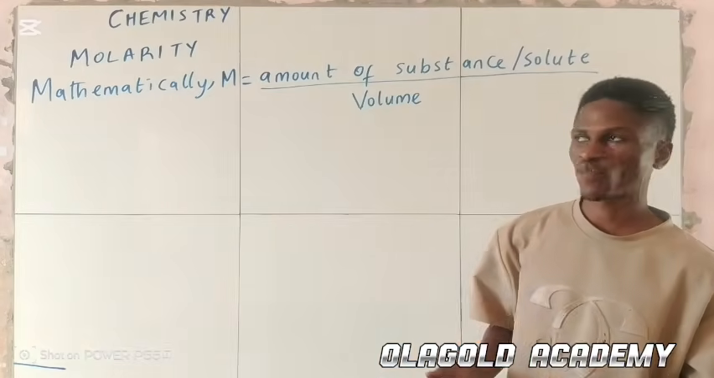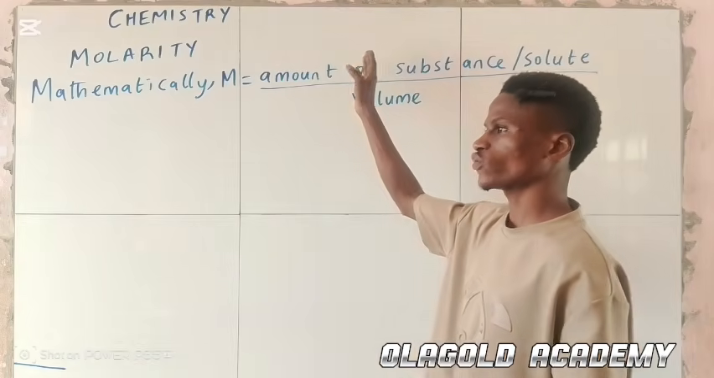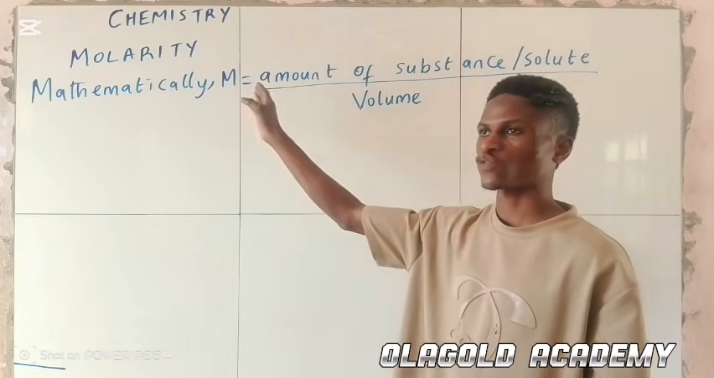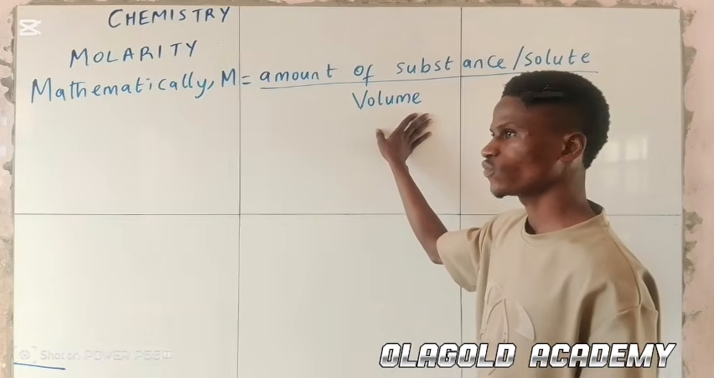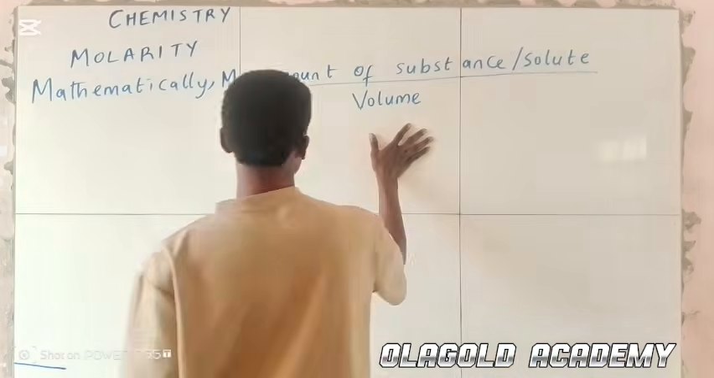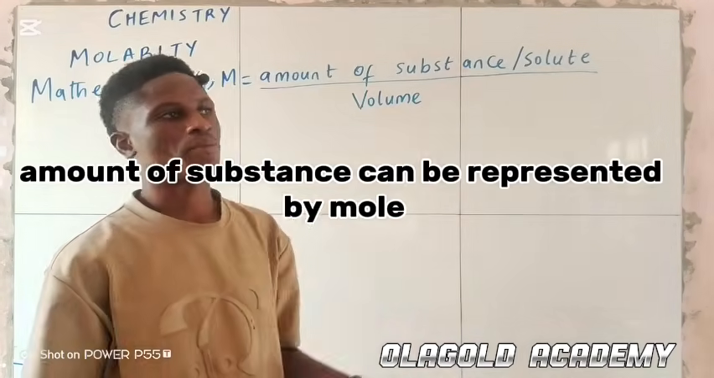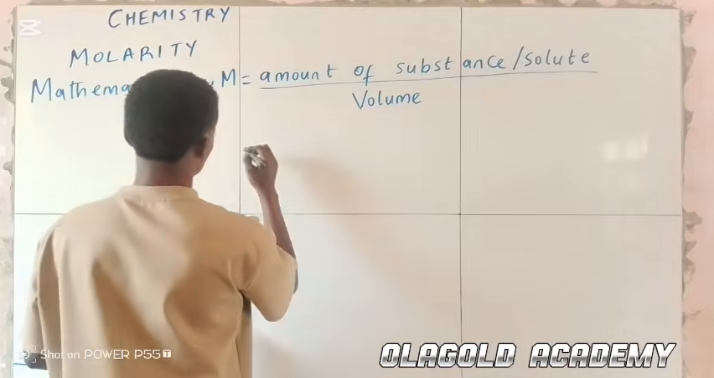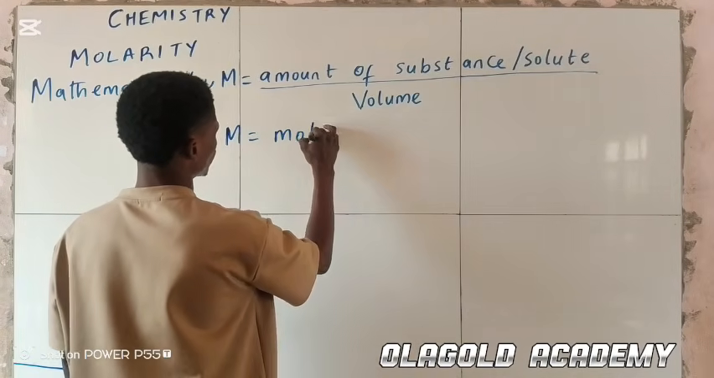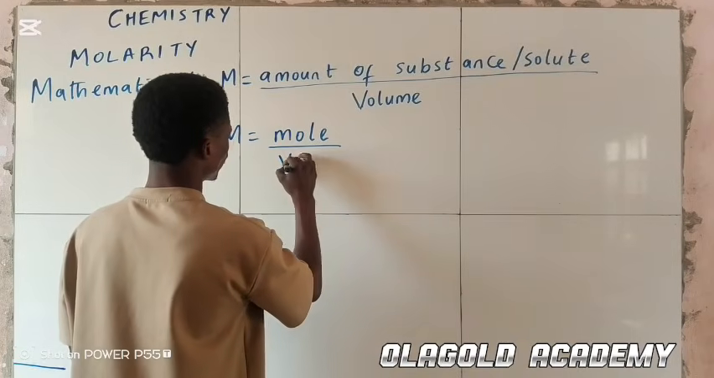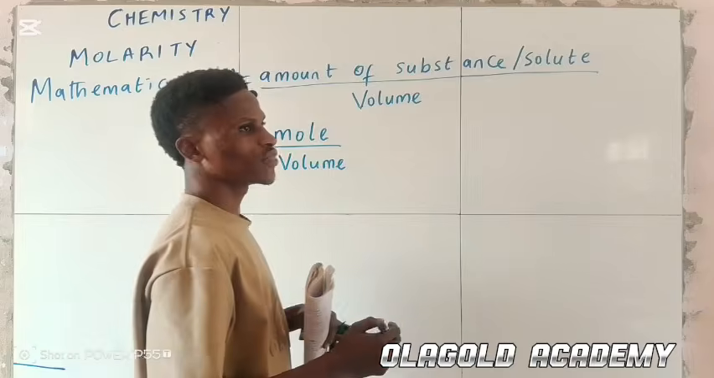So from the definition of molarity, we are saying that molarity is the amount of a substance or the amount of solute in a certain volume of a solvent. From here now, amount of substance is being represented by mole. So we are saying molarity equal to mole over volume.